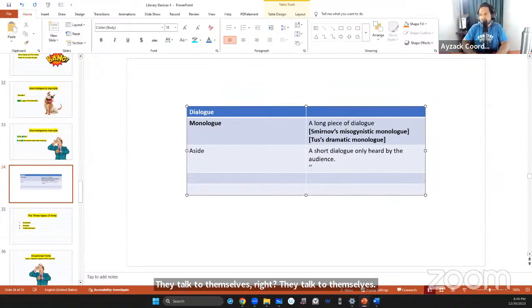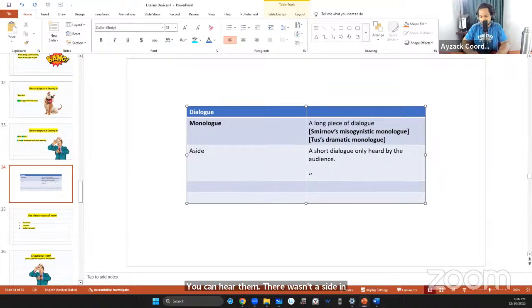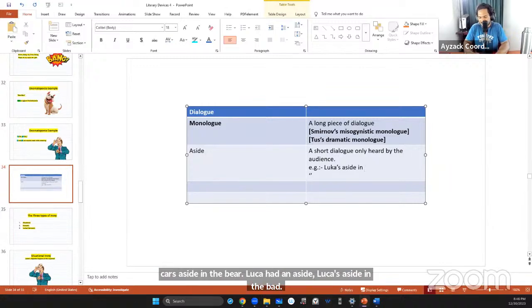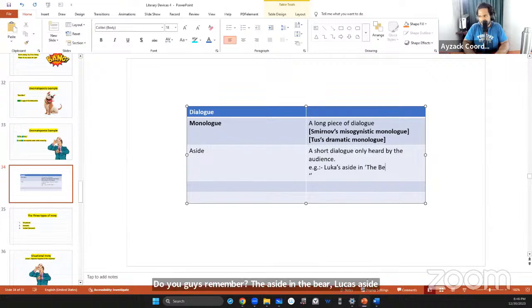There was an aside in our syllabus. Lucas's aside in The Bear. Do you guys remember the aside in The Bear? Lucas's aside: "The devil's come to stay. Bad luck that brought him here."